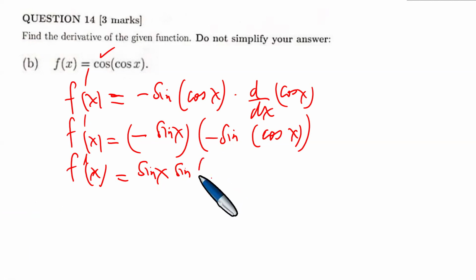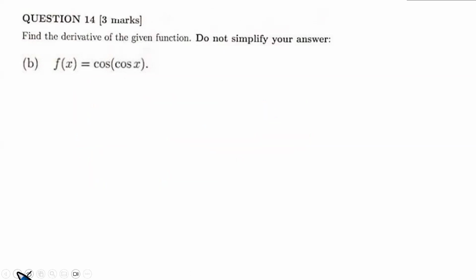Obviously, you don't need to simplify your answer. In which case, you can leave your answer in any of the forms that have actually been obtained, but you can write your answer exactly like so. Any question here? No question, right? Too easy. Right, let's look at the next one.